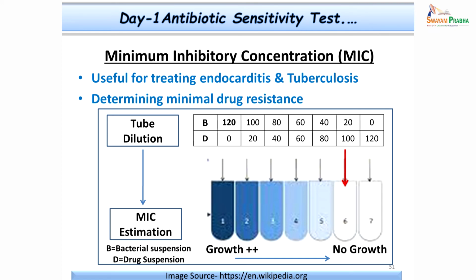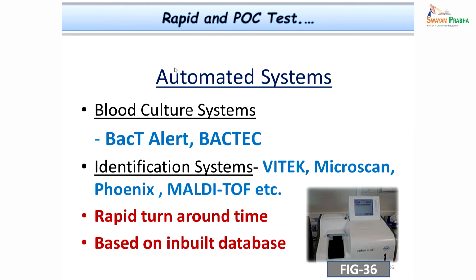MIC value is important sometimes in treating critical infections, wherein we can adjust the dose and we can help the patient recover. In the diffusion method, it will give the absolute values, whether it is sensitive or resistant, whereas here with the MIC we will be able to control the dose.